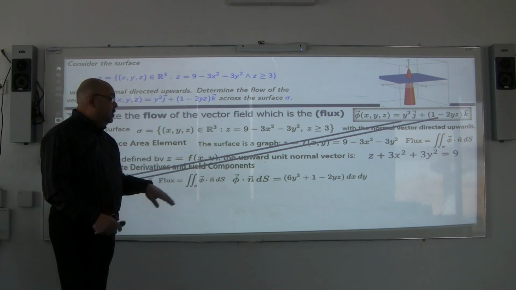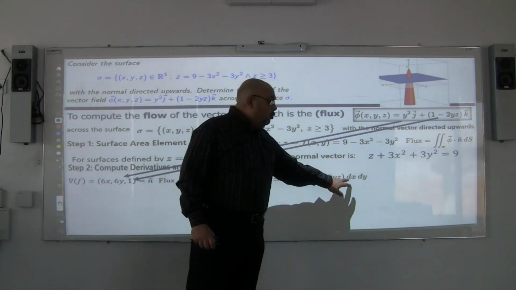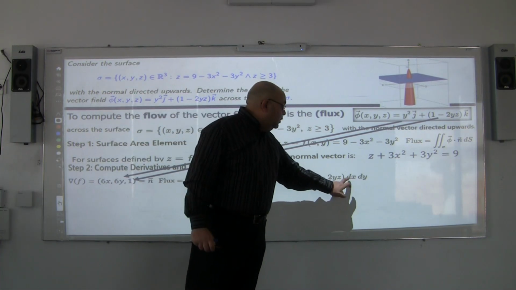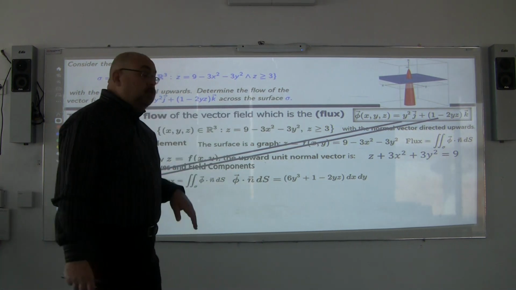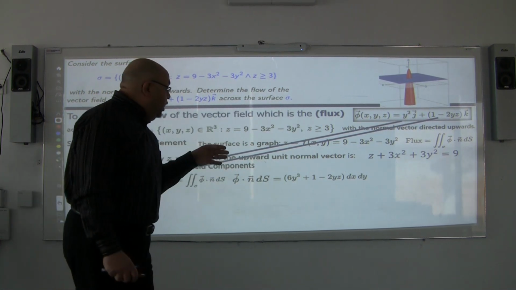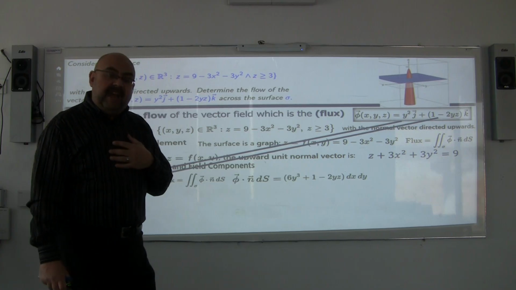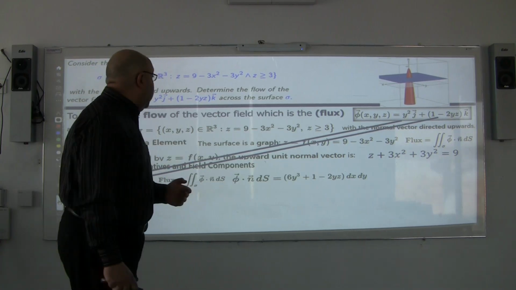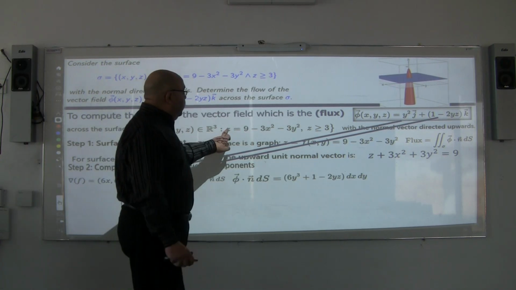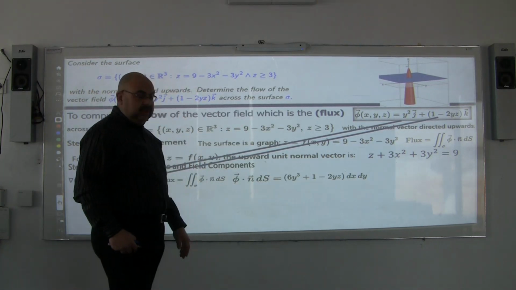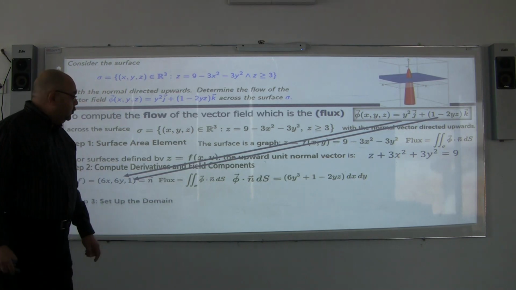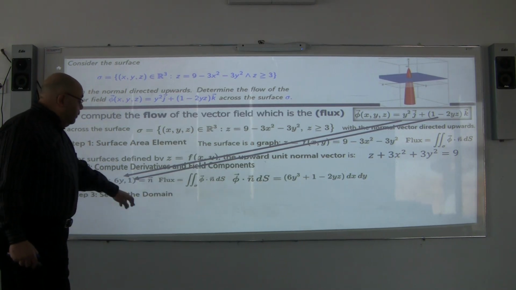Now we are moving from the surface element into the plane element, dx dy, or the double integration. Someone would say to me, hey, stop, there is z. Okay, I know the z value with respect to x and y. From here, I can replace z by 9 minus 3x squared minus 3y squared, as you will see down the road. Okay, set up the domain.